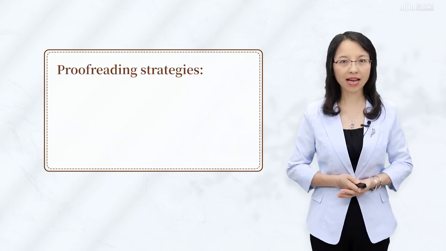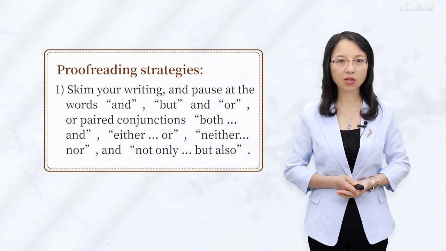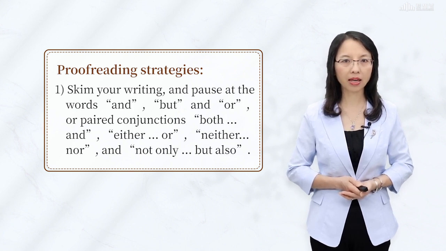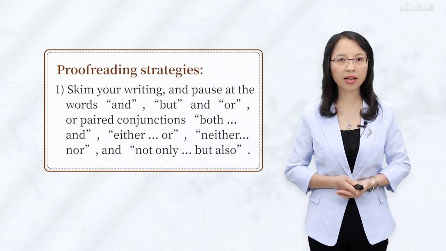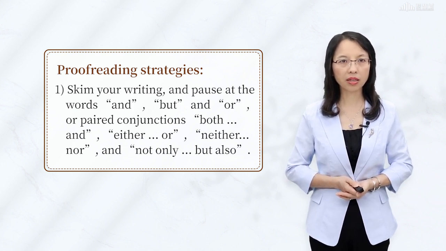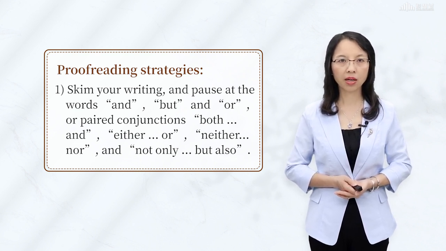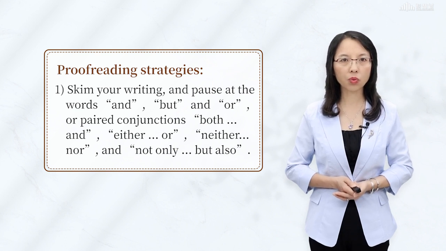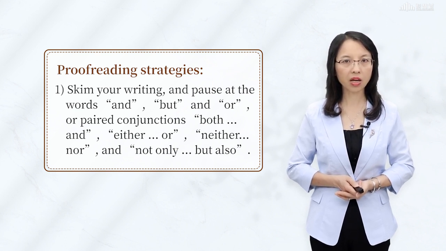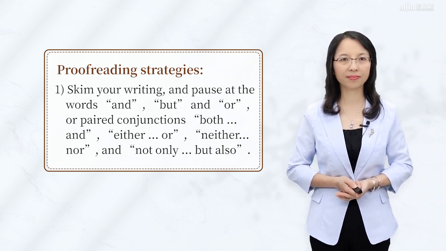Finally, here are some proofreading strategies you may try. 1. Skim your writing and pause at the words and, but, or, and paired conjunctions: both and, either or, neither nor, and not only but also. Check on each side of these words and phrases to see whether the items joined by them are parallel. If not, make them parallel. 2.